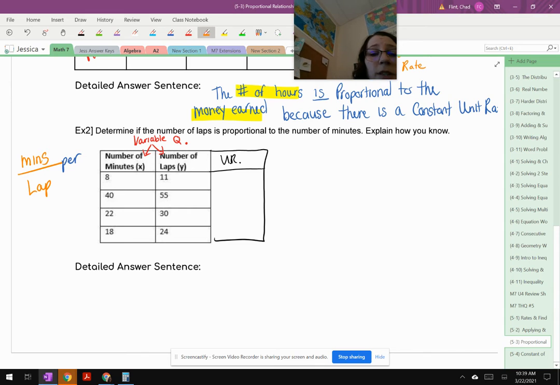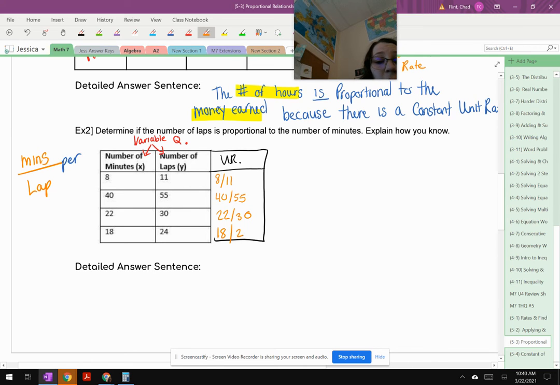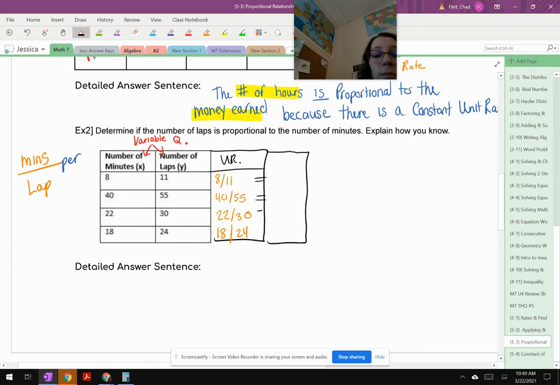So just like before, I'm going to do all the setup first. So I might have to make a bigger column. We said minutes divided by laps. So I'm going to do 8 divided by 11, 40 divided by 55, 22 divided by 30, and 18 divided by 24, because that's minutes divided by lap. And I'm just going to create a second column for the actual unit rate. So let's fix this title. This will be my work, and this will be my actual unit rate.